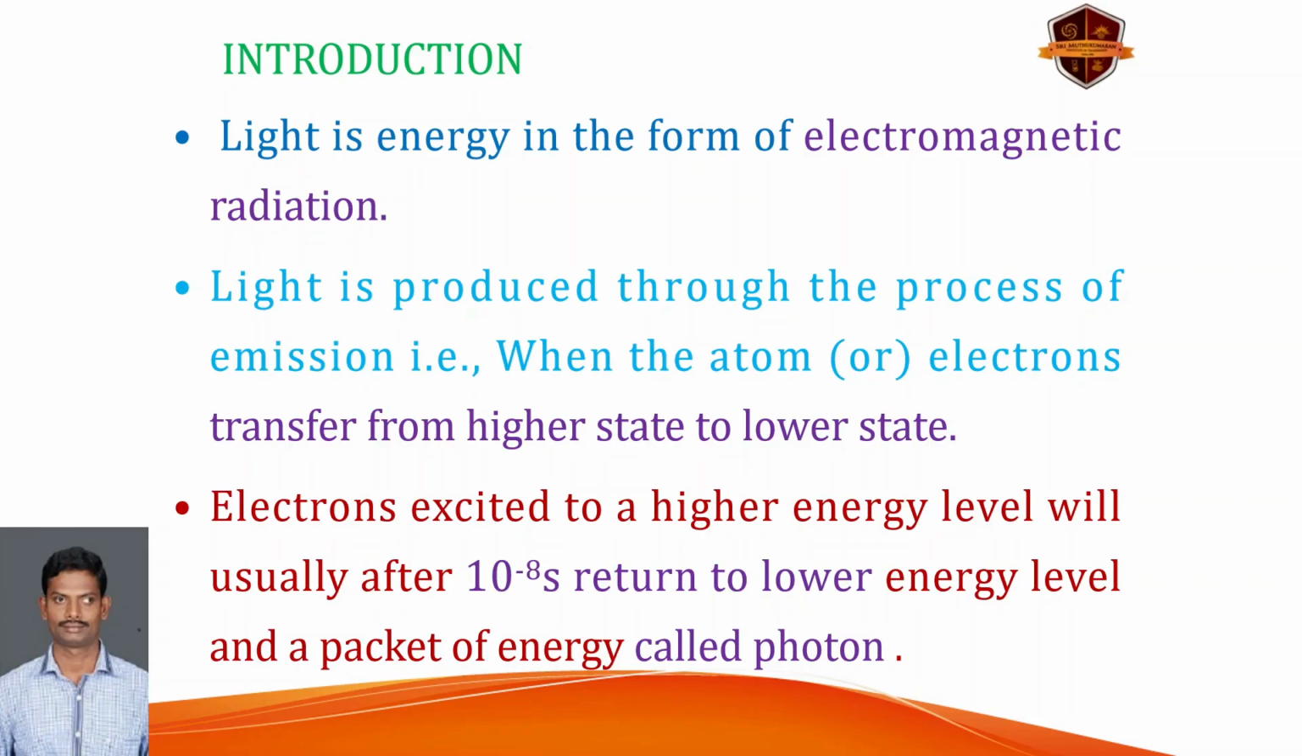Introduction. What is light? Light is energy in the form of electromagnetic radiation. How is light produced? Light is produced through the process of emission, that is, when the atom or electrons transfer from a higher energy state to a lower energy state, that is the emission. A higher energy state atom returns to the ground state, two possibilities: number one, spontaneous emission; number two, stimulated emission.